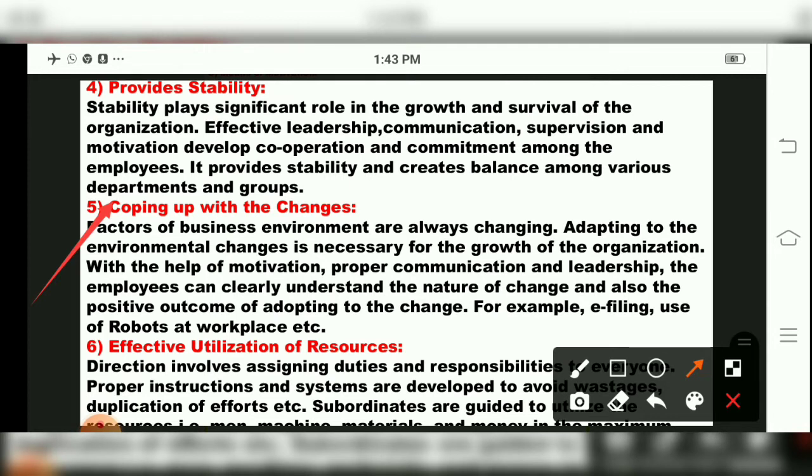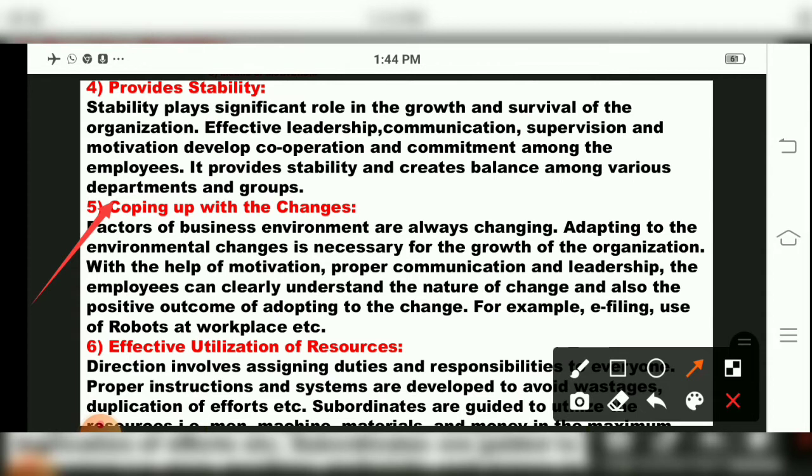For example, they have given here e-filing, use of robots at the workplace, etc. Now see over here, children. Coping up with the changes means what? Whatever situation arises, you adjust to that situation. When we are working in an organization, in a company, any changes can come anytime. Related to nature, it will be there. Related to financial structure, it will be there. Methods and techniques will change. Anything can happen in a company or organization.